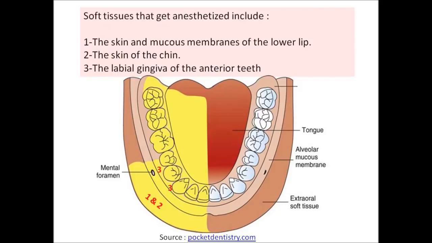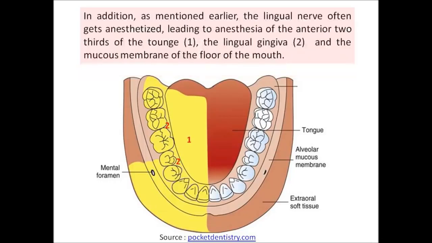Soft tissues that get anesthetized include the skin and the mucous membranes of the lower lip, the skin of the chin, and the labial gingiva of the anterior teeth. In addition, as mentioned earlier, the lingual nerve often gets anesthetized, leading to anesthesia of the anterior 2/3 of the tongue, all the lingual gingiva, and the mucous membrane of the floor of the mouth.